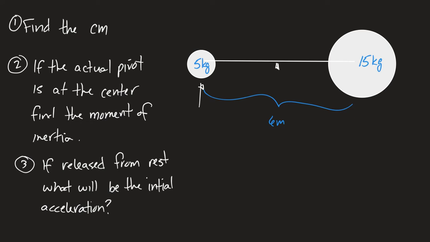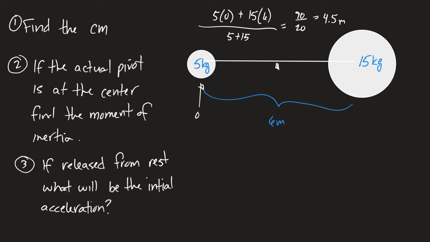So if I choose here and make that 0, the center of mass formula is the mass times the distance from the reference point. For that first one, that's 5 times 0. And then I'm going to add to it the next mass times its distance from the reference point. That's 15 times 6. And then you divide by the total mass, which is 5 plus 15. And that gets you 90 over 20, which is 4.5 meters.